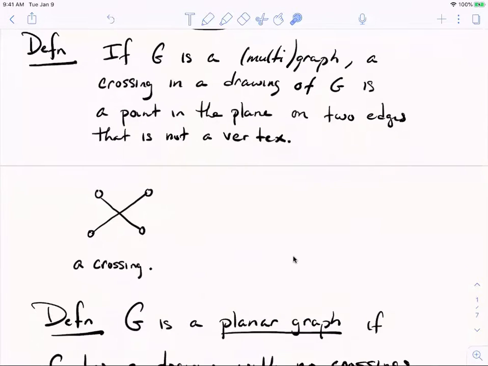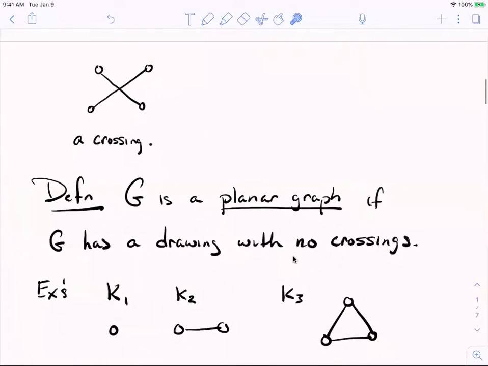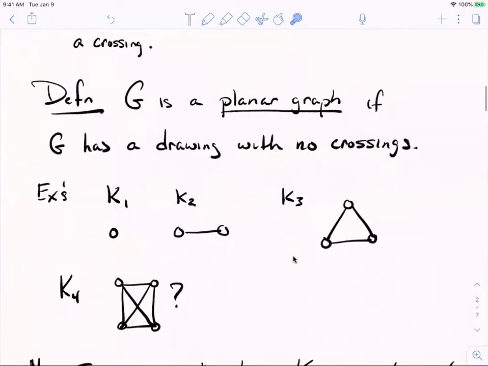All right, so we're going to call a graph planar if you can draw it with no crossings. If you can draw the graph with no crossings, then we're going to call it planar. Look, I'm showing you the first three complete graphs are all planar. K1 doesn't have any edges at all. K2, no crossings. K3, no crossings. K4, well, in this drawing, I've got a crossing.